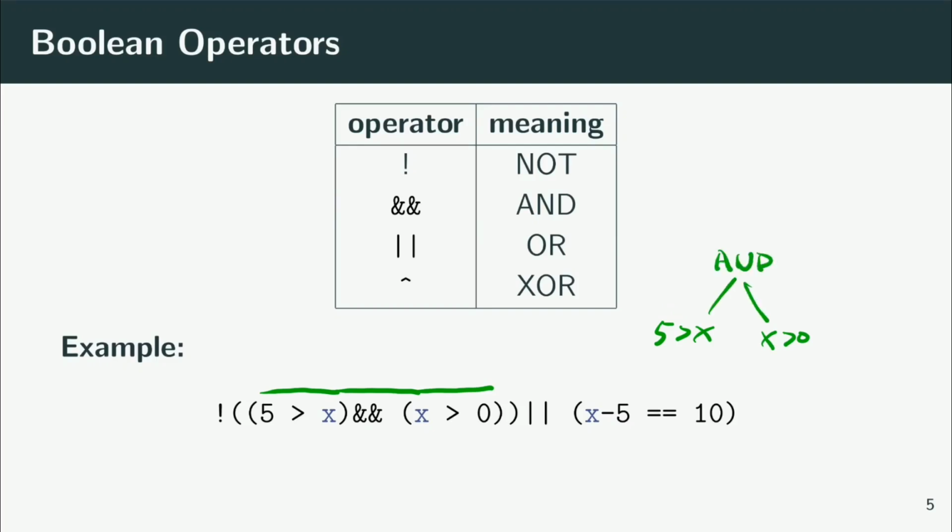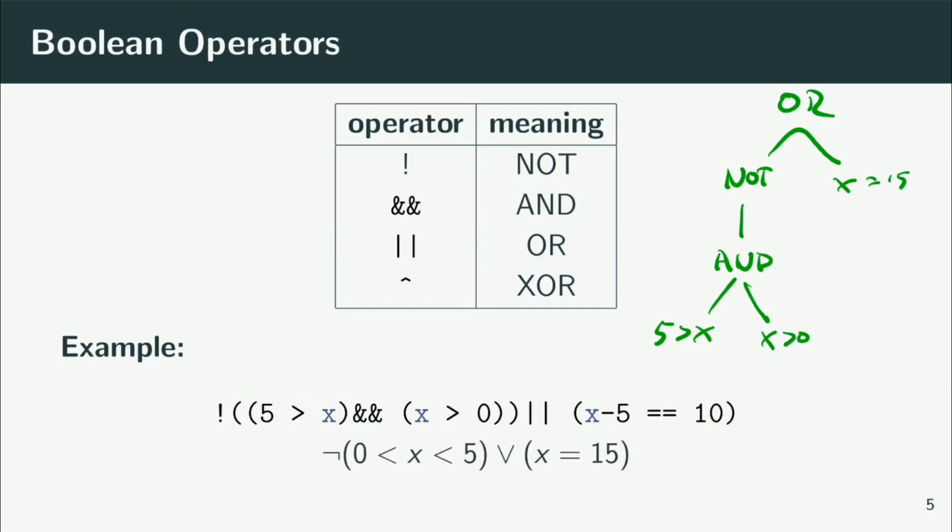and now we will negate the whole condition, which looks like this. And on the right-hand side, we ask that the current value of x minus 5 is equal to 10. So this asks that x is equal to 15. And the whole thing is a big disjunction of the two.